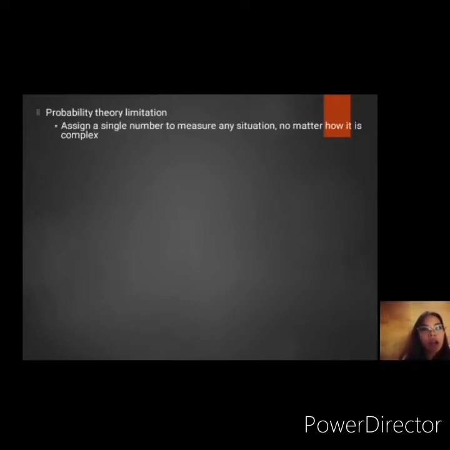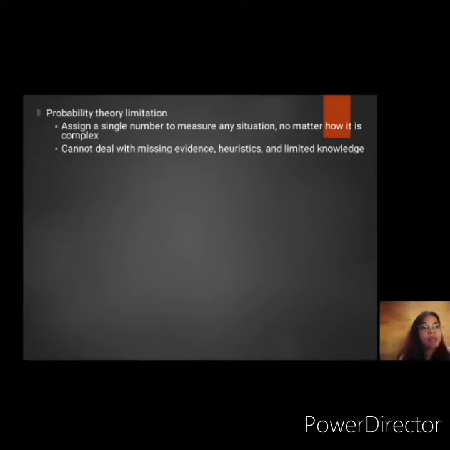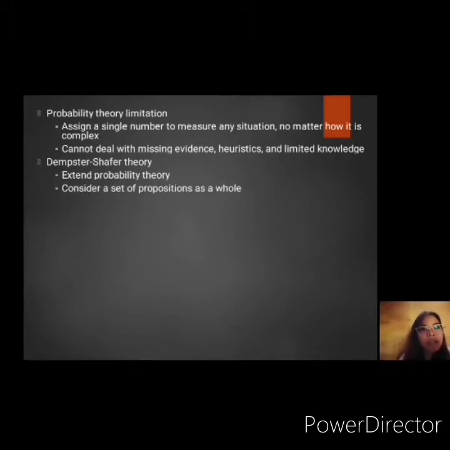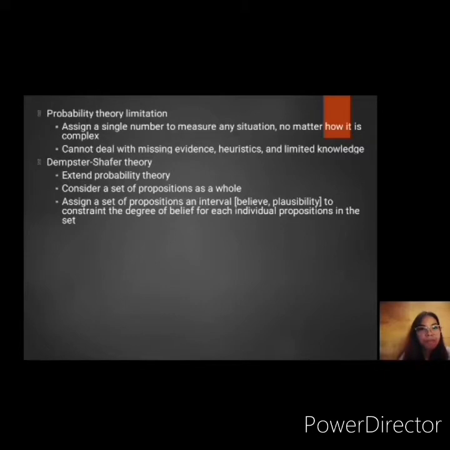Okay. So, we have here the probability theory limitations. The probability theory limitations are: it assigns a single number to measure any situation, no matter how complex. Then the last one is: it cannot deal with missing evidence, heuristics, and limited knowledge. So we have here also the Dempster-Shafer theory. First is it extends probability theory. Second is it considers a set of propositions as a whole. Then third, it assigns to a set of propositions an interval of belief or plausibility to constrain the degree of belief for each individual proposition in the set.